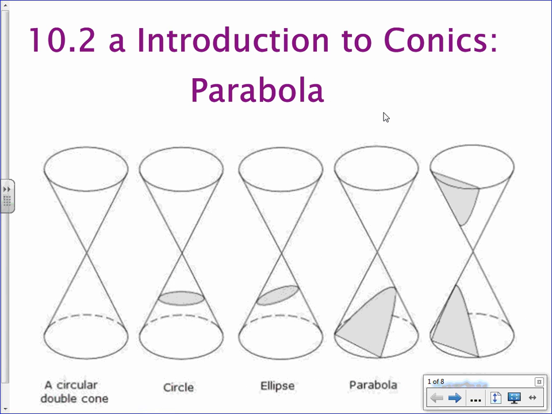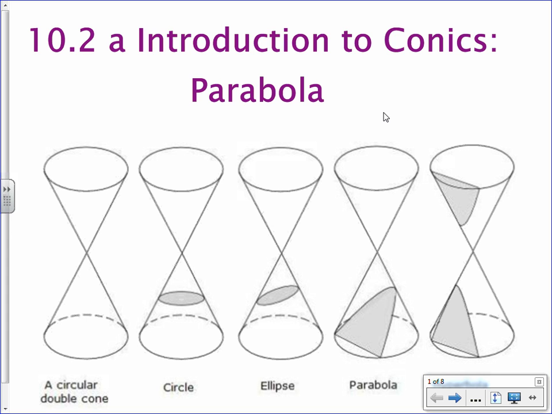Okay, so today we are going to talk about conic sections. What is a conic section? Here I have these pictures of what we call a double-napped cone. It's basically two cones meeting at their vertex this way. And what we do is we can take a plane and cut it through this double-napped cone at different angles, and it will create different shapes.